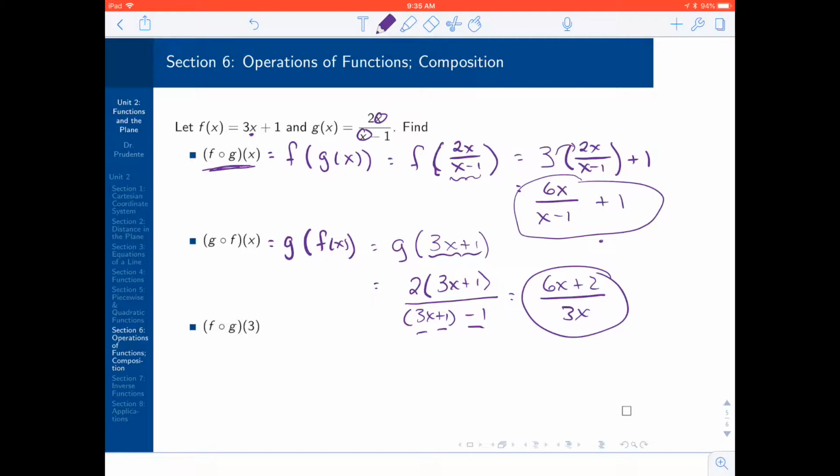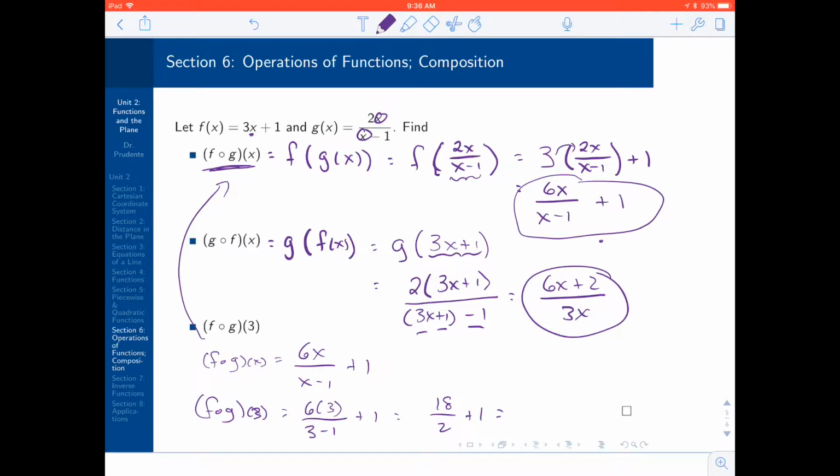All right, if we move on to this last example, we have f of g of 3. And what we notice is we've already computed f of g of x. We found that to be 6x divided by x minus 1 plus 1. And I can use that brand new function to find f of g of 3 by just plugging 3 in. I'll get 18 over 2 plus 1, which is 9 plus 1, which is 10.